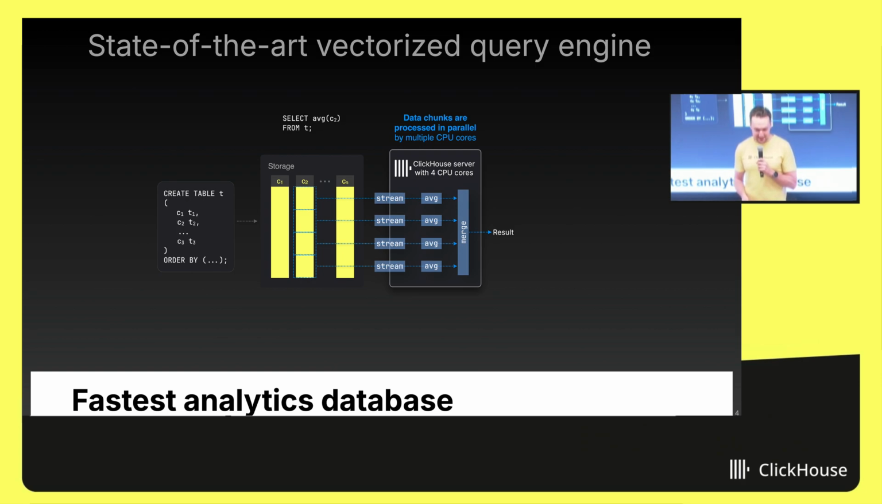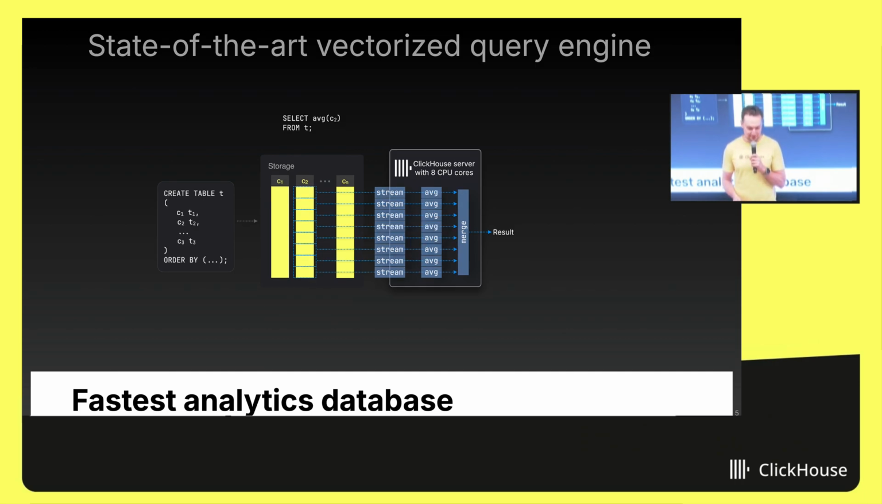So the data is processed in parallel by many CPU cores. And on each CPU, we will also use the corresponding instruction set of the CPU using SIMD instructions. When we have more threads, we will use more streams and process data even faster.